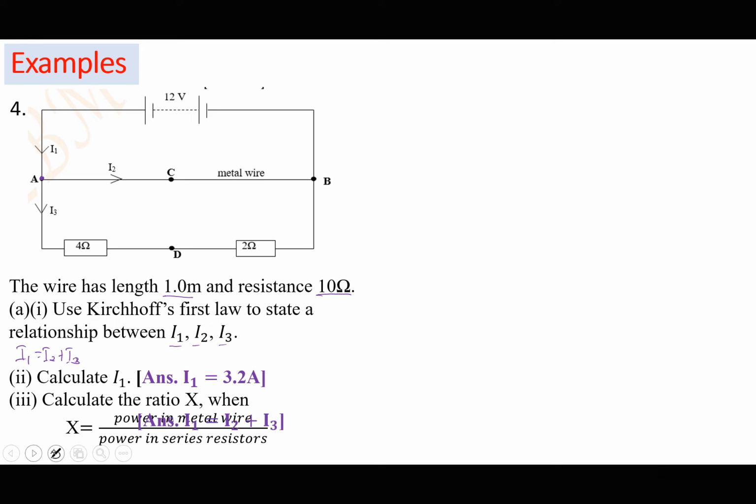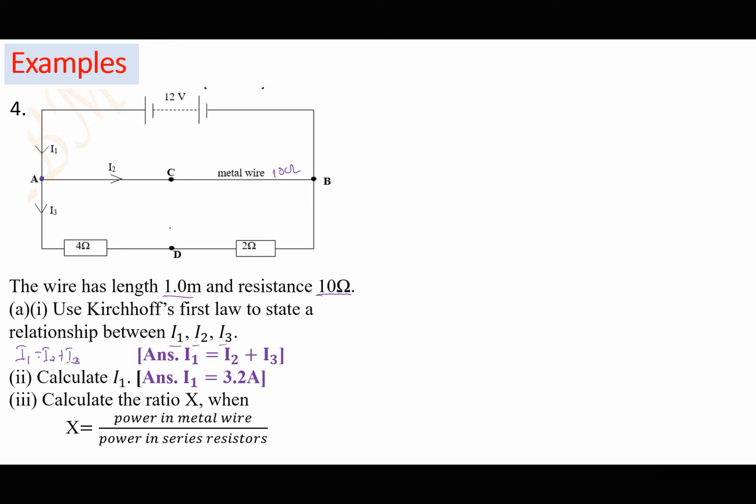Calculate I1, and calculate the ratio X when X equals the power in the metal wire over power in a series resistor. I think this is a past paper question which I quoted, but because it helped me to teach potential dividers, I decided to quote it. So we have to calculate I1. So where is I1? I1 is the total current. So they say the wire here is 10 ohms. This is 2 ohms and this is 2 ohms.